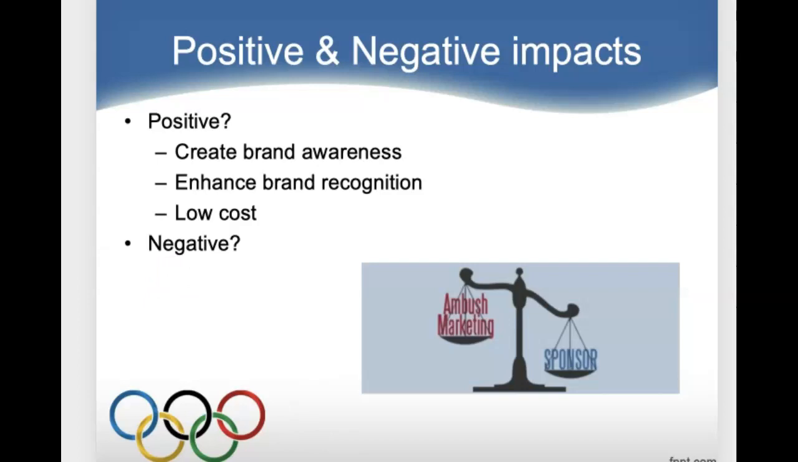So ambush marketing is really common at the Olympic Games, which also attract a lot of attention. A lot of people were talking about it during the Olympic Games. So to address these issues, the IOC, the International Olympic Committee, tries to introduce different regulations in order to protect their official sponsors' interests and also to target ambush marketing.